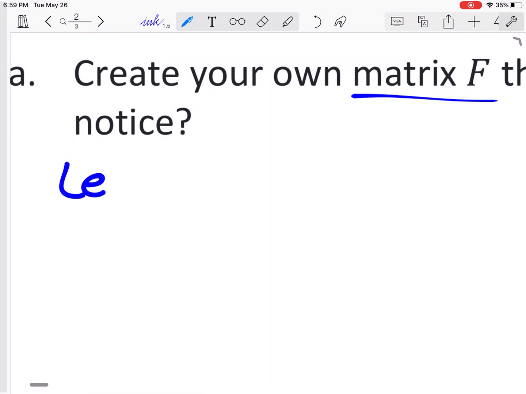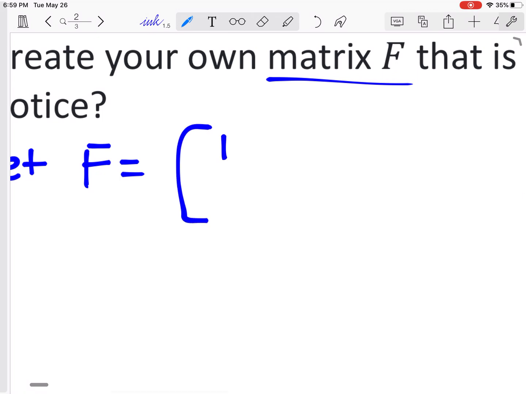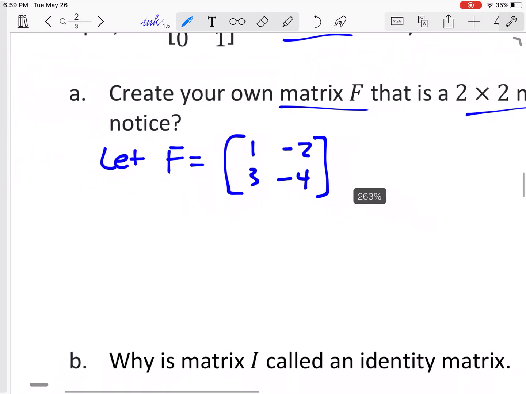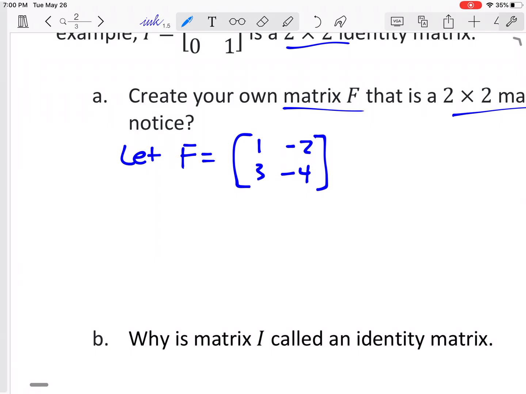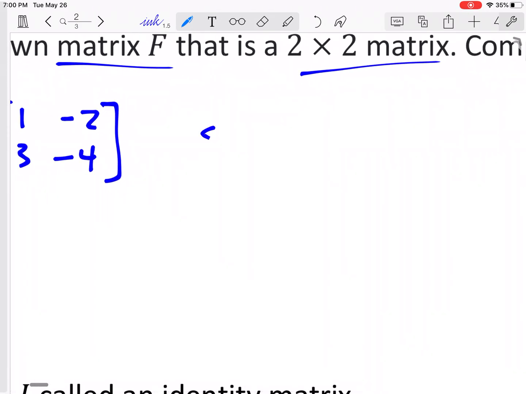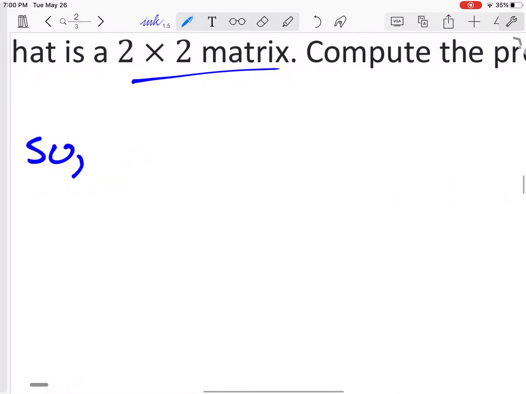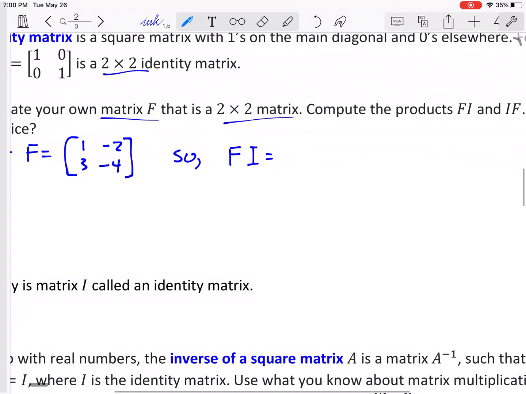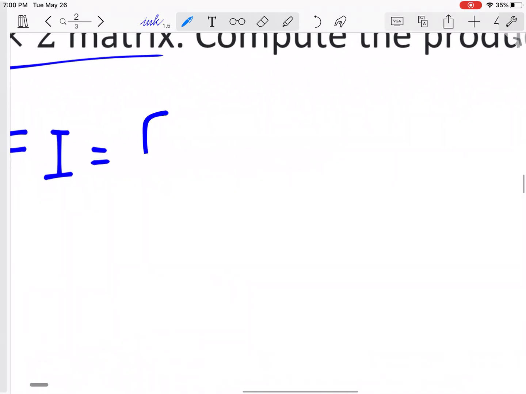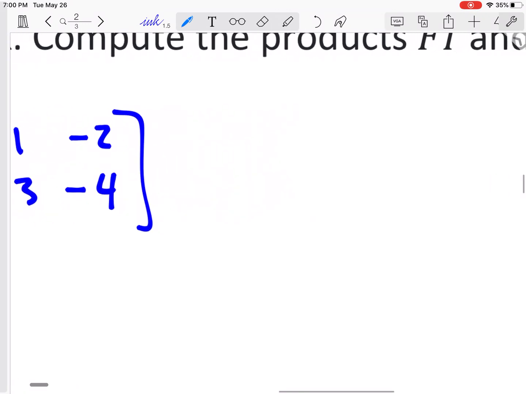Alright, for me, let's say that I let F be 1, negative 2, 3, and negative 4. So I just made this matrix up, wanted to put in some negative values for fun and see if it matters. So what we'll see is that when we multiply F times I, F is 1, negative 2, 3, negative 4. The identity matrix is 1, 0, 0, 1.